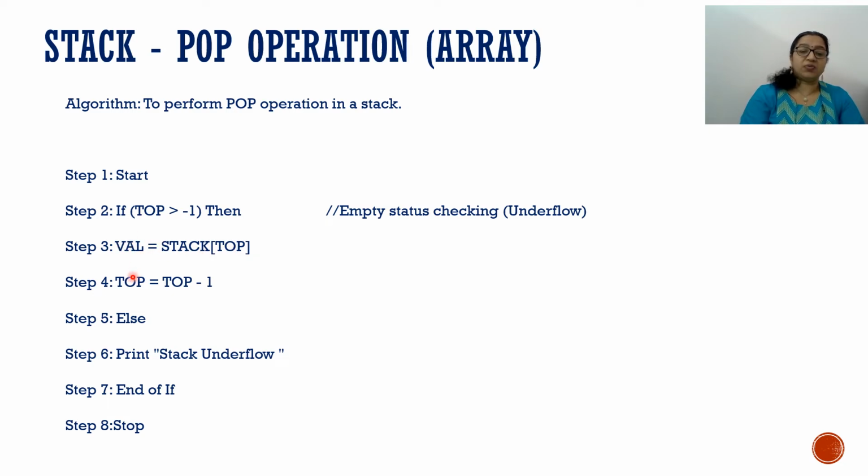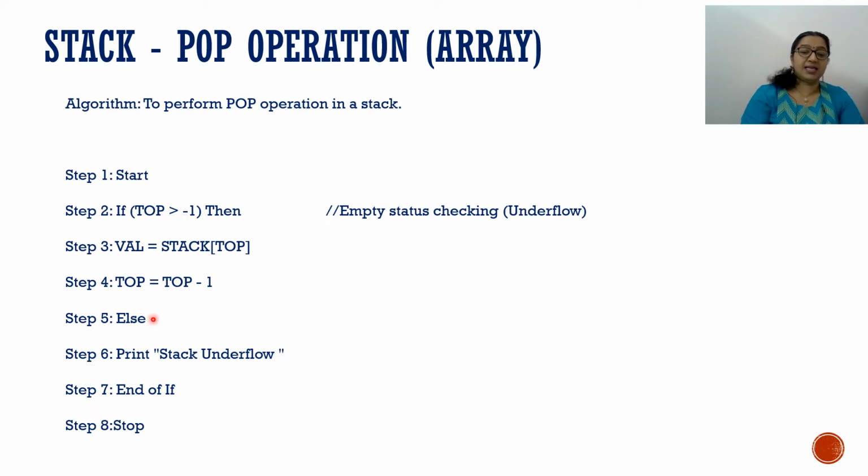Then the next step is what? We want to decrement the top value by 1. Top is equal to top minus 1. We are decrementing the value by 1. So these are the steps needed for popping an element if there is an element in the array. But if the condition is false, that means top is equal to -1, then what to do?